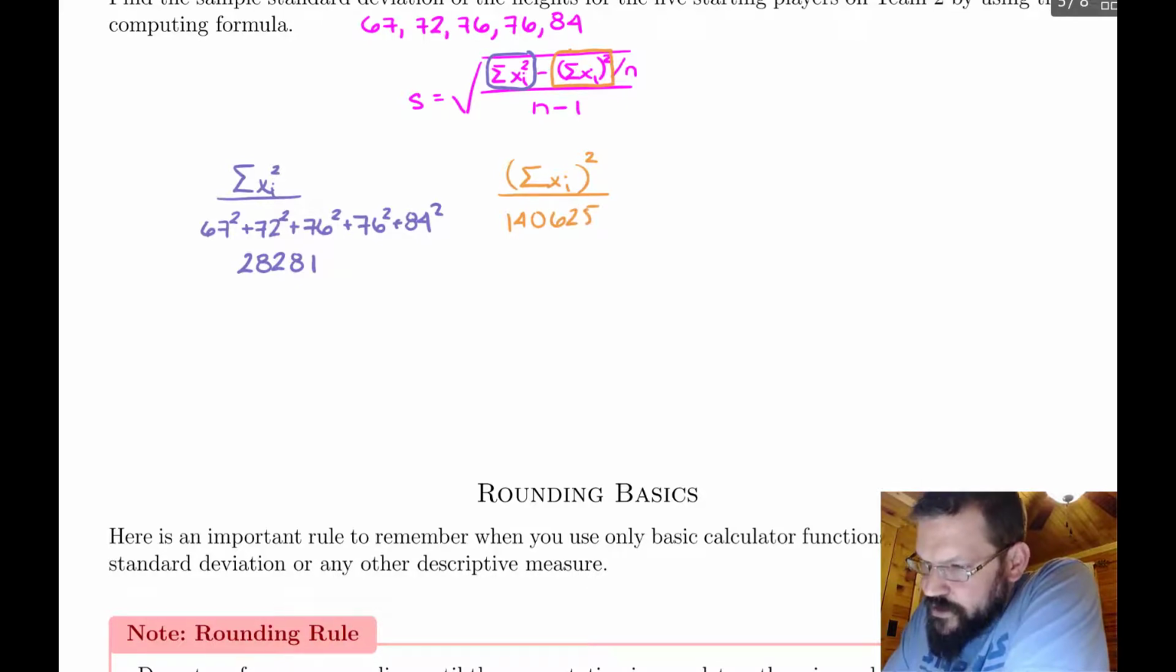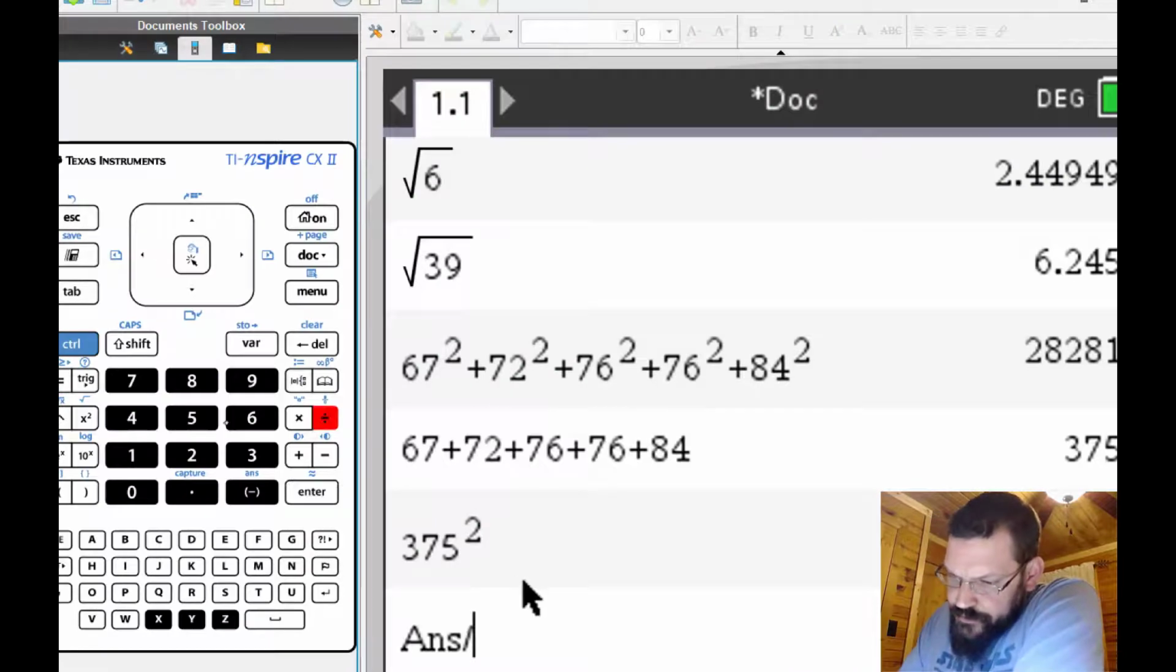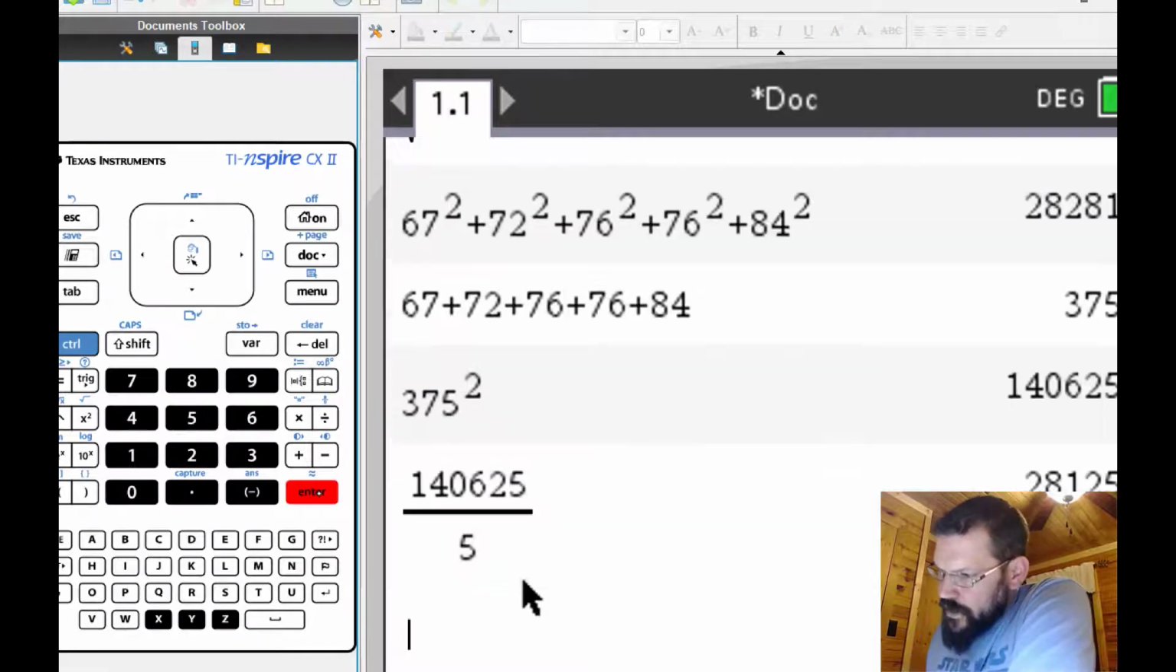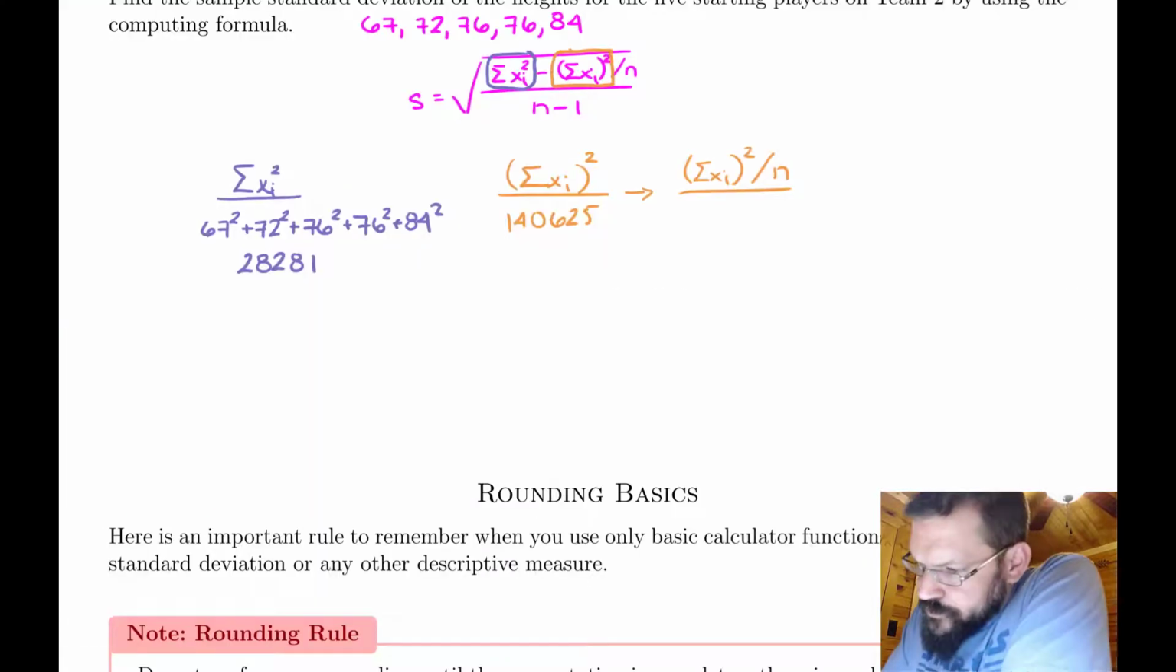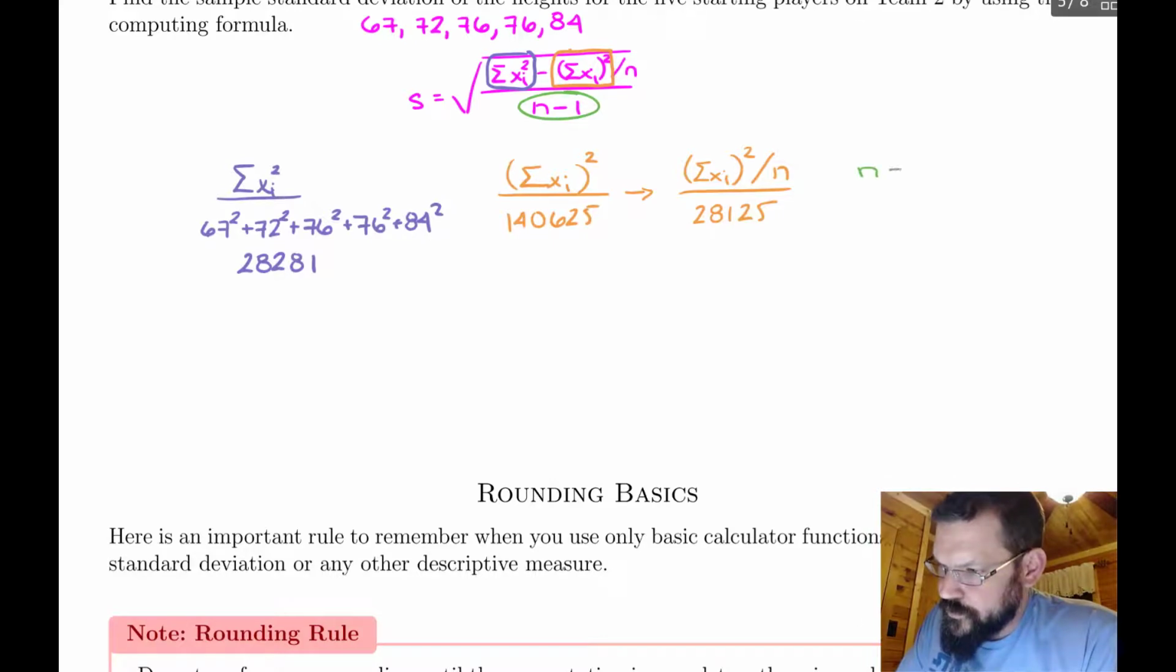But the next step then is to divide that by n, which is our sample size. So it's going to be this sum divided by 5. So I'm going to take that solution, divide it by 5. And now I have 28,125. All right, and then the last part of it is the n minus 1, which is going to be 5 minus 1, which is equal to 4.